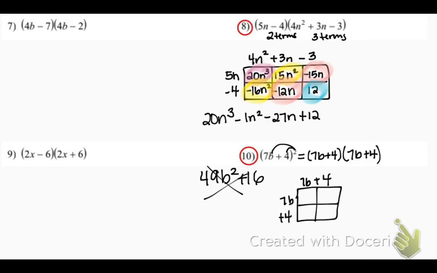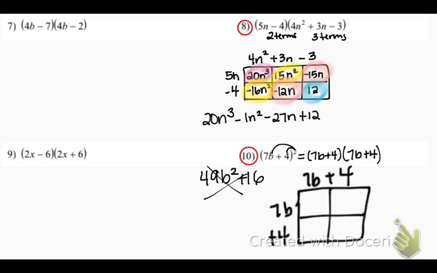So I'm just multiplying the same thing by itself. Okay, so 7b times 7b is 49b squared. 7b times 4 is 28b. In the bottom row, 7b times 4 is 28b. And 4 times 4 is 16.